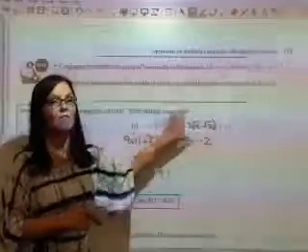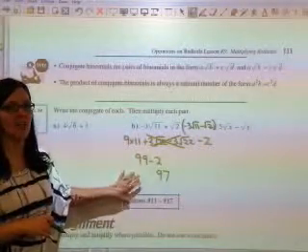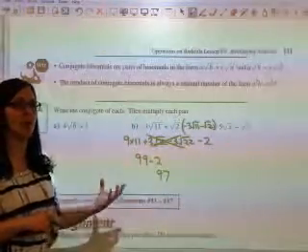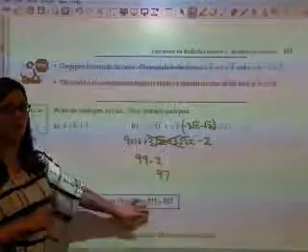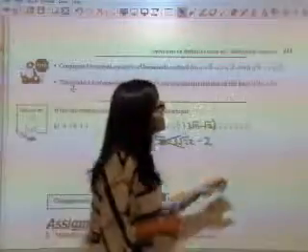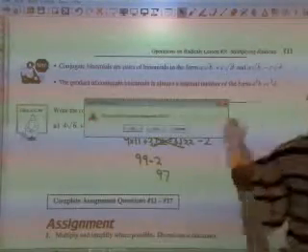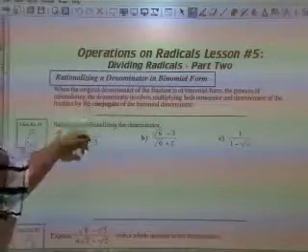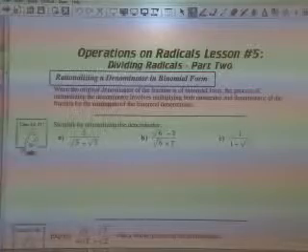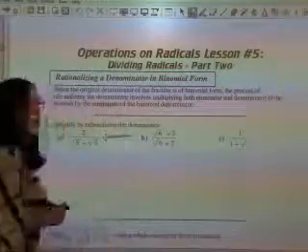So I no longer have a radical in the denominator. And that's what we're trying to do. When we're trying to rationalize the denominator, we're trying to get rid of the radical forms. So that's what we're going to do with these questions: we're going to multiply by that conjugate.